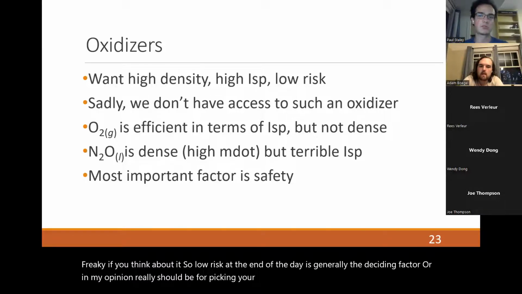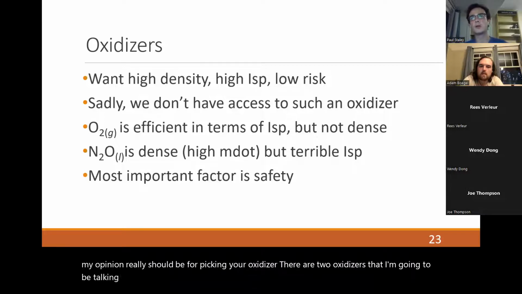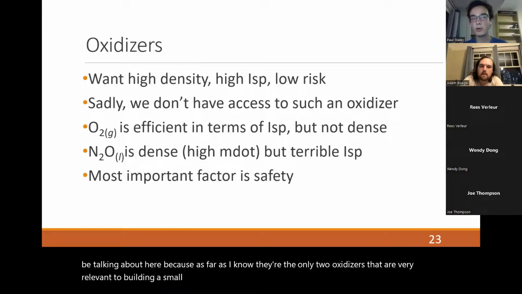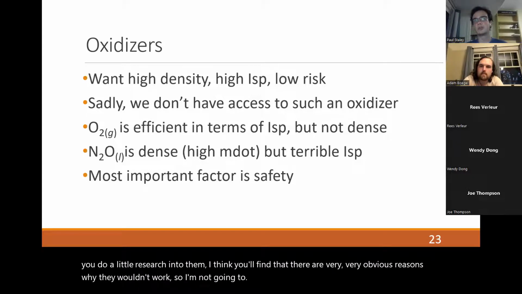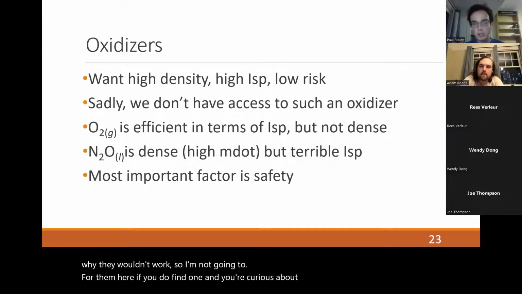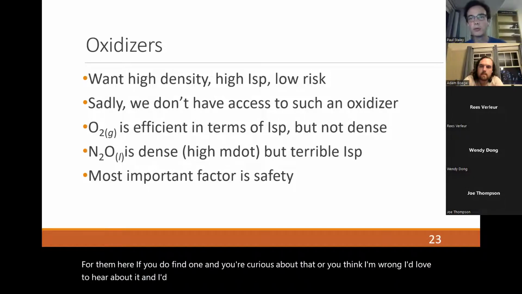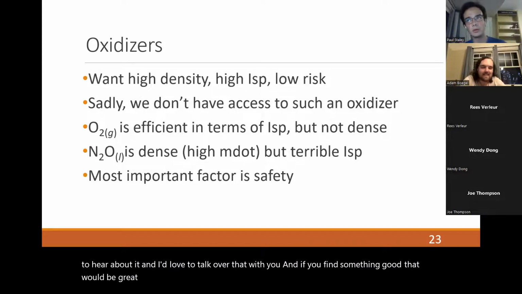There are two oxidizers that I'm going to be talking about here, because as far as I know, they're the only two oxidizers that are very relevant to building a small liquid rocket engine. There are a lot more options, but if you do a little research into them, I think you'll find that there are very obvious reasons why they wouldn't work, so I'm not going to cover them here. If you do find one and you're curious about it, or you think I'm wrong, I'd love to hear about it and talk it over with you. And if you find something good, that would be great, because honestly, solving the good oxidizer problem is, in my opinion, one of the hardest parts.